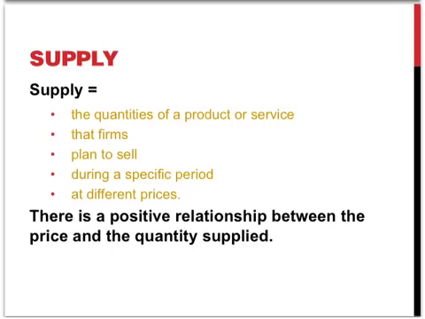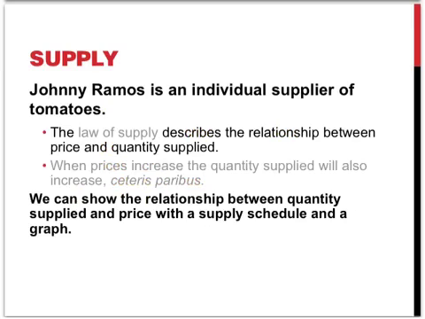It's about the quantities of a product or service that firms plan to sell during a specific period at different prices. The key is this part, plan to sell. It is not the final amount that is traded, but only what the firms are offering at different prices. There's a positive relationship between the price and the quantity supplied. The textbook example is of tomatoes, and in this case Johnny Ramos is the individual supplier of tomatoes.